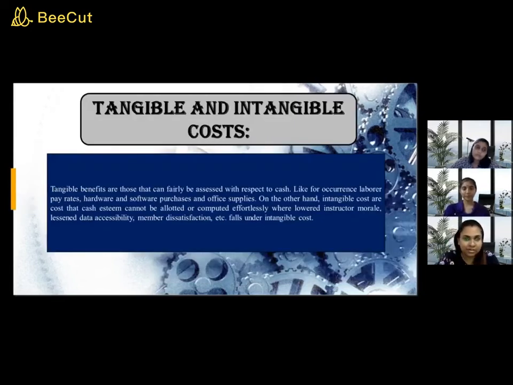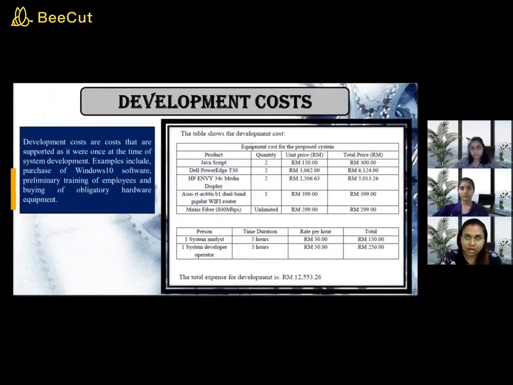Tangible and intangible costs. Tangible benefits are those that can fairly be assessed with respect to cash, like labor pay rates, hardware, software purchases, and office supplies. On the other hand, intangible costs are costs that cash cannot easily compute, like lowered instructor morale, lesson data accessibility, member dissatisfaction, etc. These fall under intangible costs.